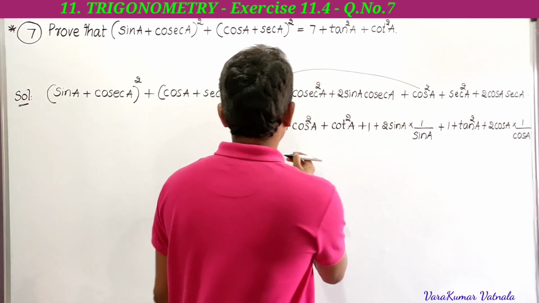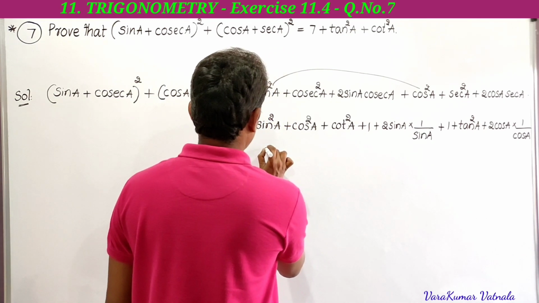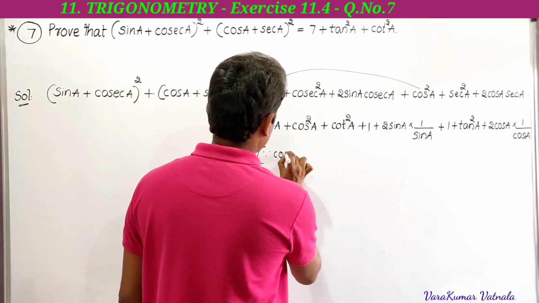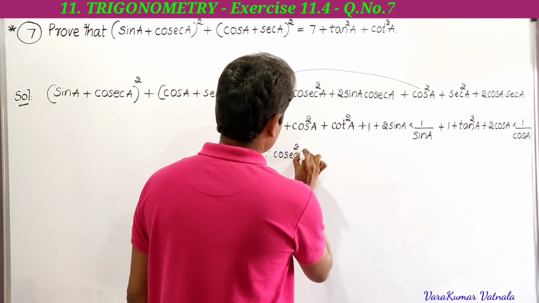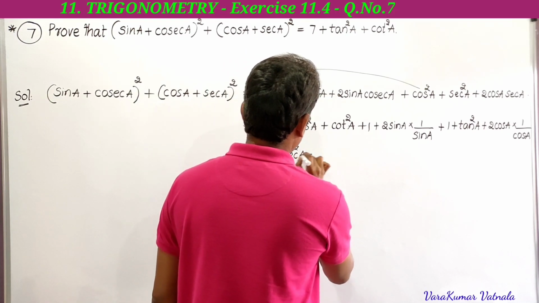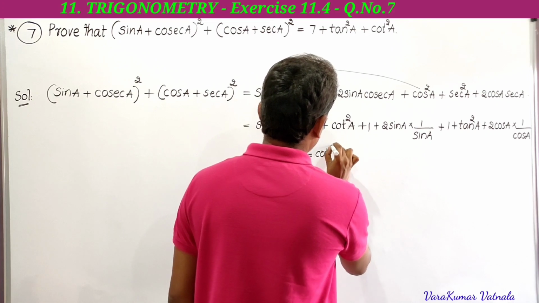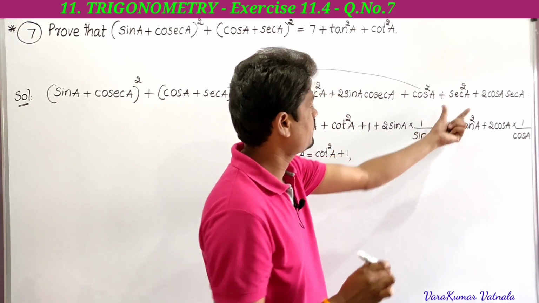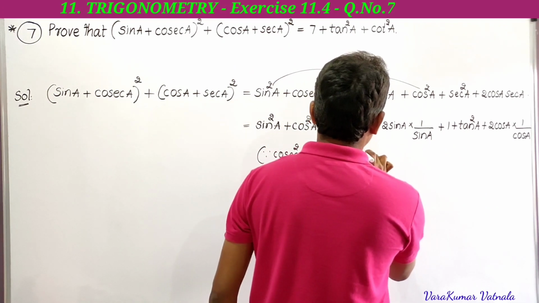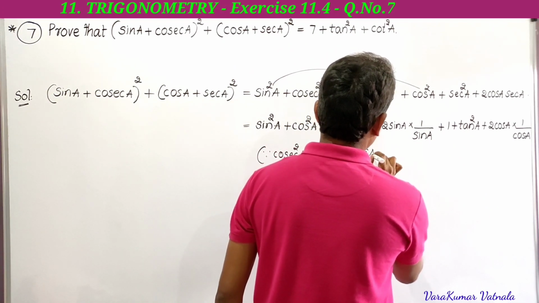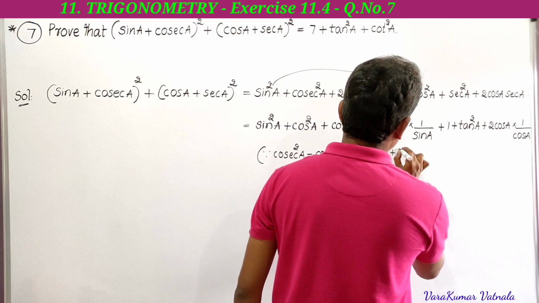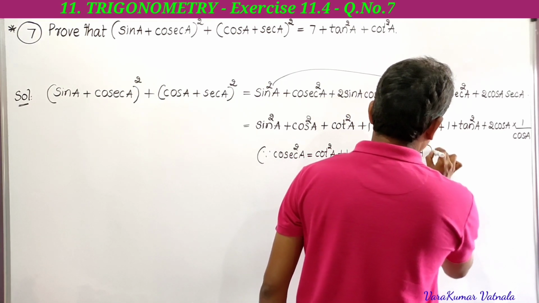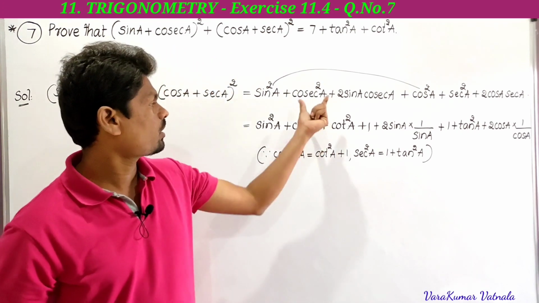So here we have applied these formulas: cosec square A equals cot square A plus 1, and secant square A equals 1 plus tan square A. Using these two formulas I have written this.